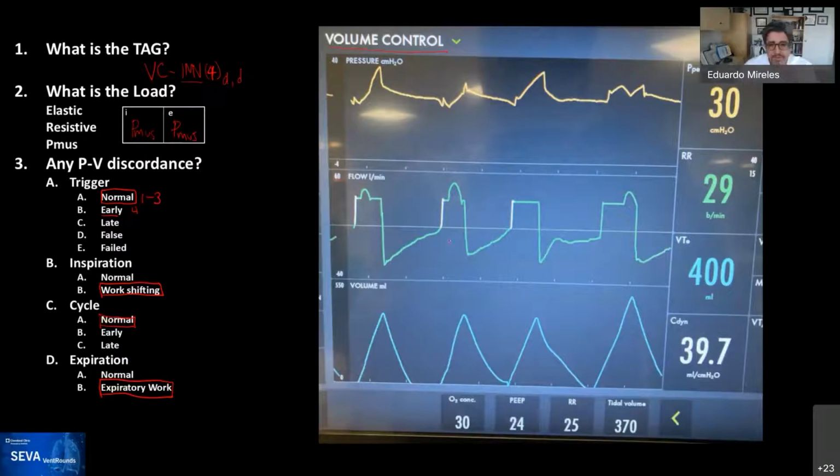During expiration, I'm fully in agreement with you. Instead of having the nice exponential decay, you have this effort throughout.